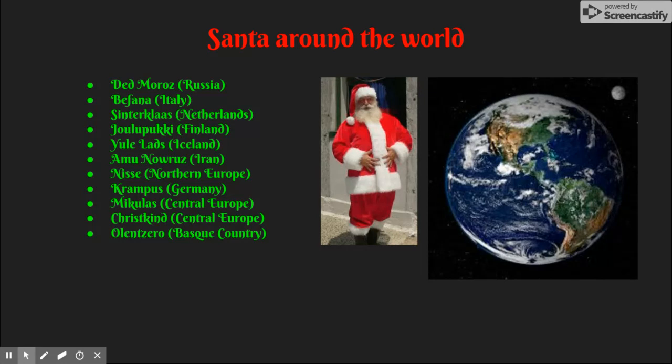Joulupukki is from Finland. In Iceland, they believe in the Yule Lads. In Iran, Amu Nowruz is the version of Santa Claus they believe in. Nicey is from Northern Europe. Krampus, that very creepy version of Santa Claus, is from Germany. Mikulas, which kind of sounds like Nicholas, is from the Central European region, along with Christkind. Olentzero is from the Basque country.